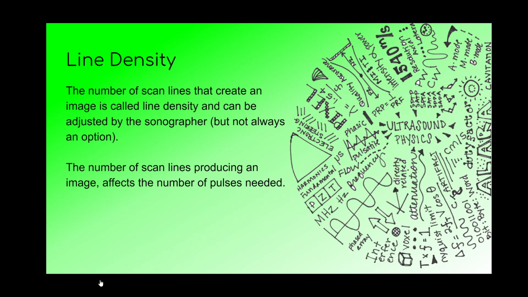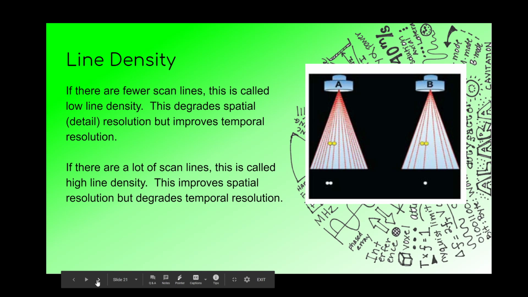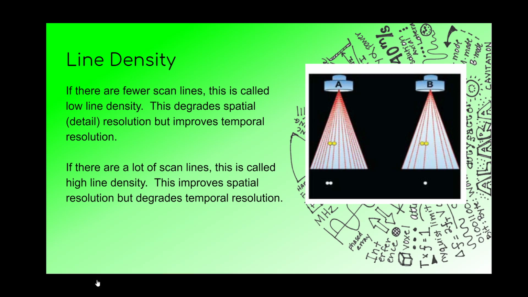If you can't find a moving structure, just look at what the frame rate is displayed on your screen. Remember, we want it to be around that 20 hertz level so we can see more of a seamless movie versus kind of something that's jumpy. But anyway, back to line density. So line density is a thing that we can change on some machines. You probably won't need to change it or see how to change it on newer machines, but it's still an important concept to temporal resolution. And that again is because it changes how many pulses are created per image.